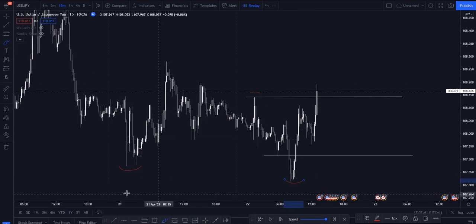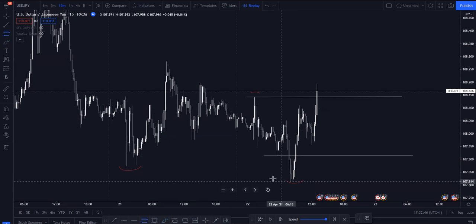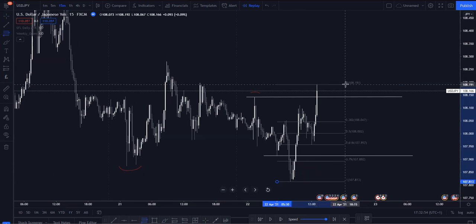So my next step is I actually grab the fib tool, and I want to fib. Let me just delete this so it's clearer. And I actually want to fib from the low here to the high of the candle.